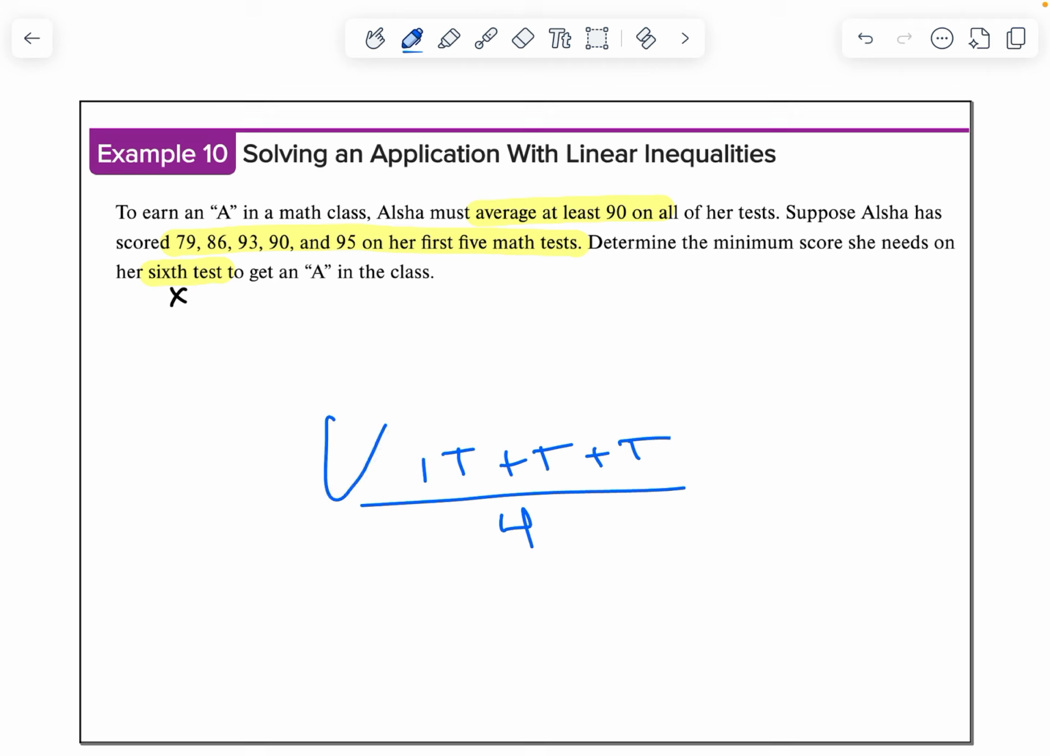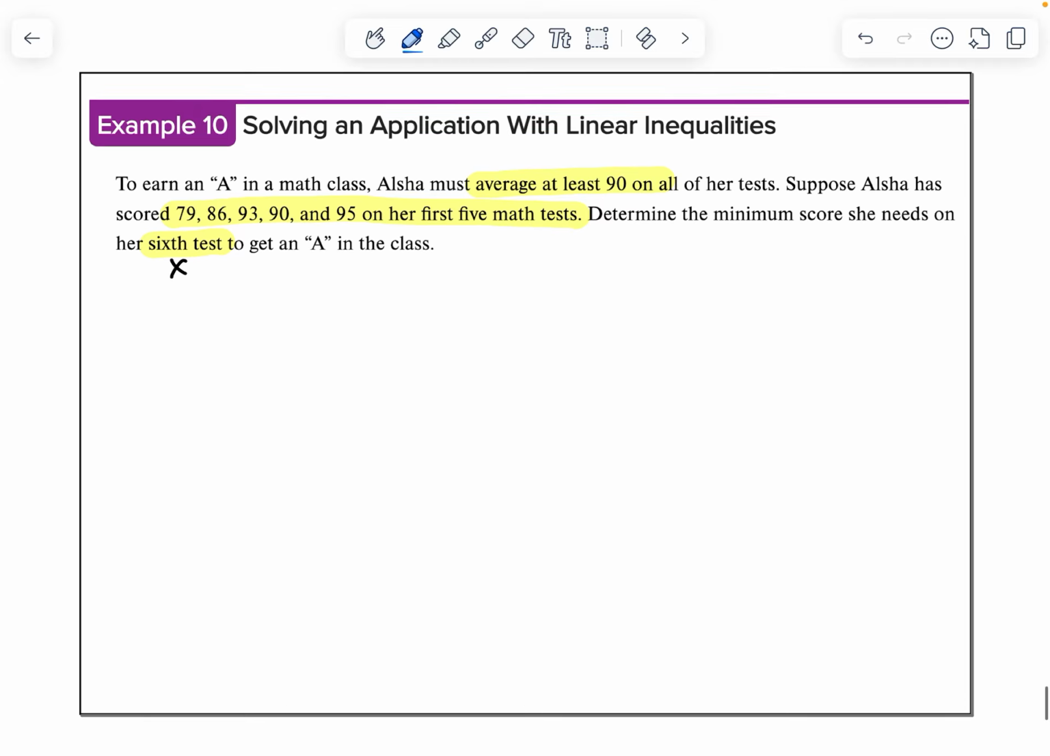All right, it says her average has to be a 90, and it gives us her first 5 test scores, a 79, a 86, a 93, a 90, and a 95. We want to figure out what score she needs on the 6th test. So we don't know what that is. Let's call it X to get an A in the class. When it says she has to have at least a 90, that means her average has to be greater than or equal to a 90. You can again go back to that chart and find at least means greater than or equal to.